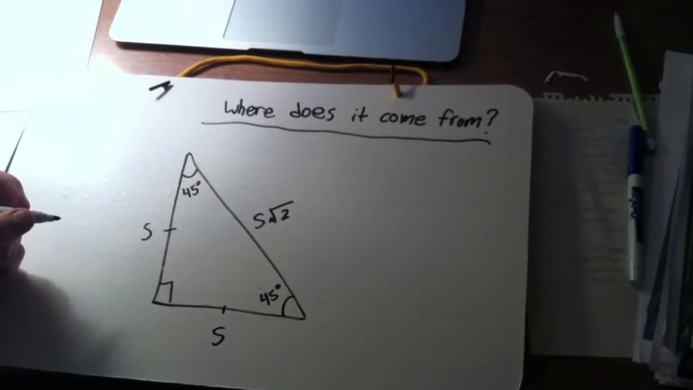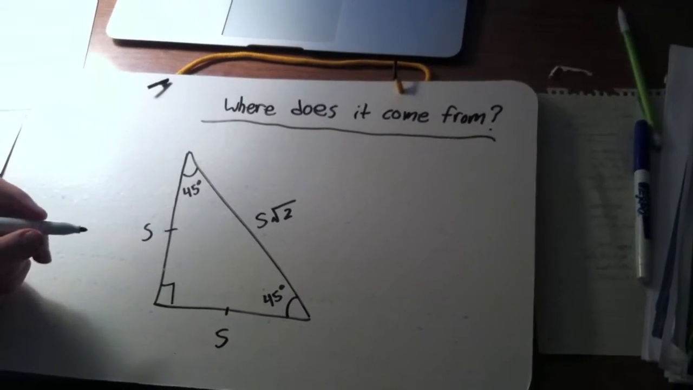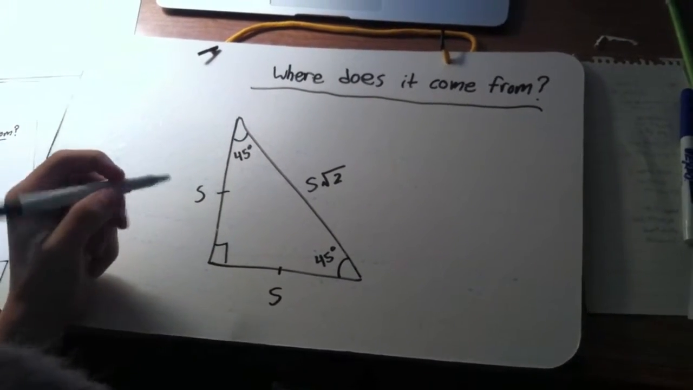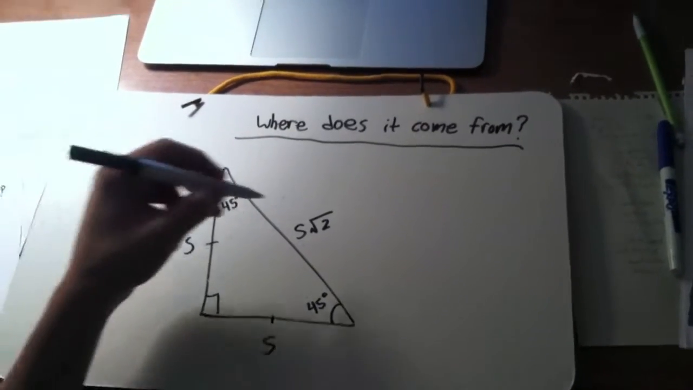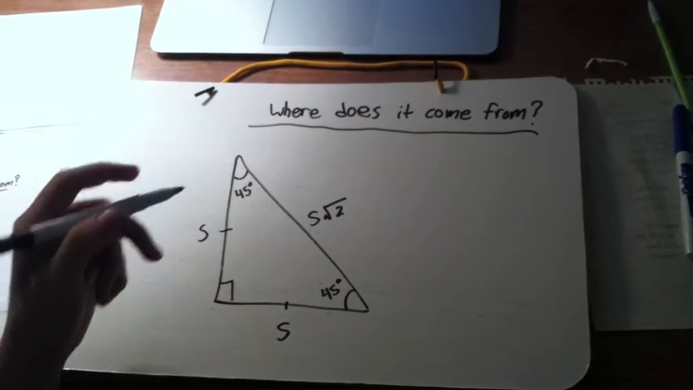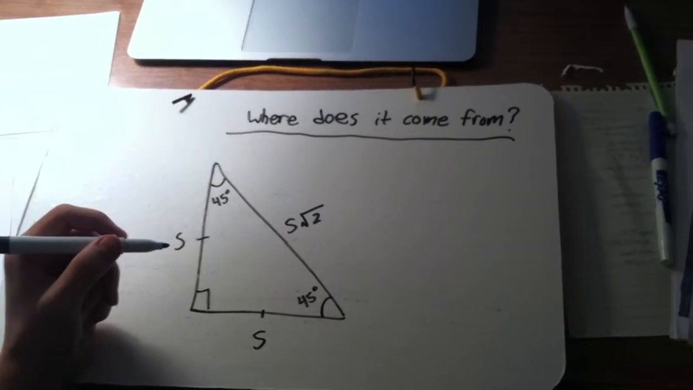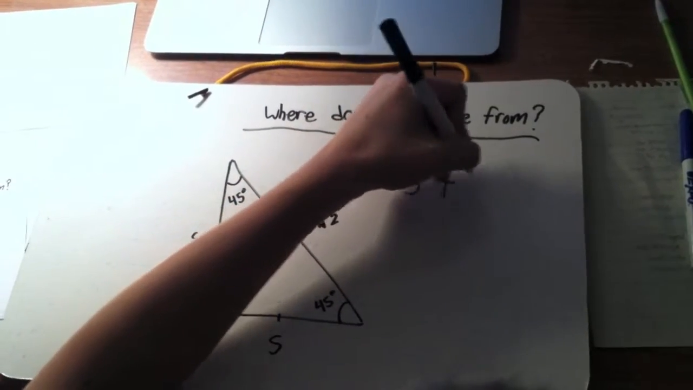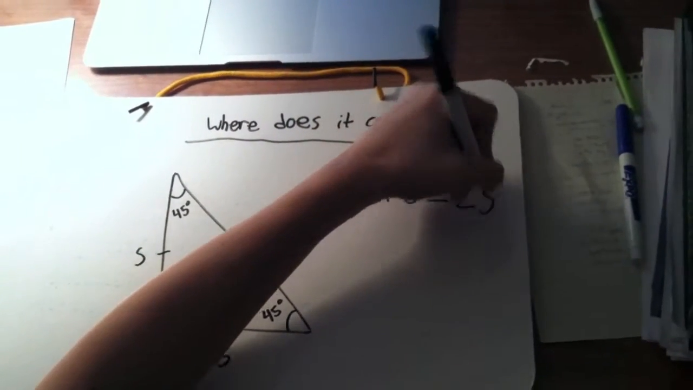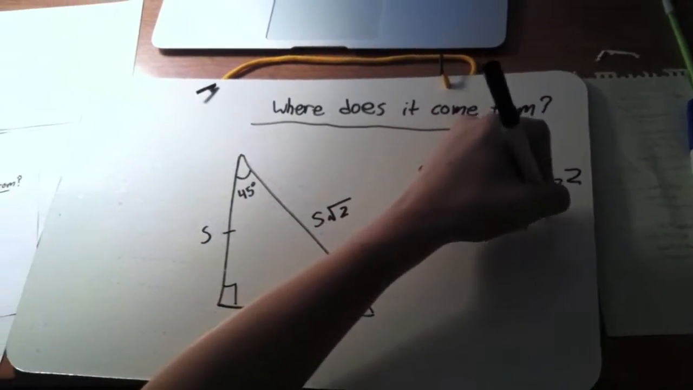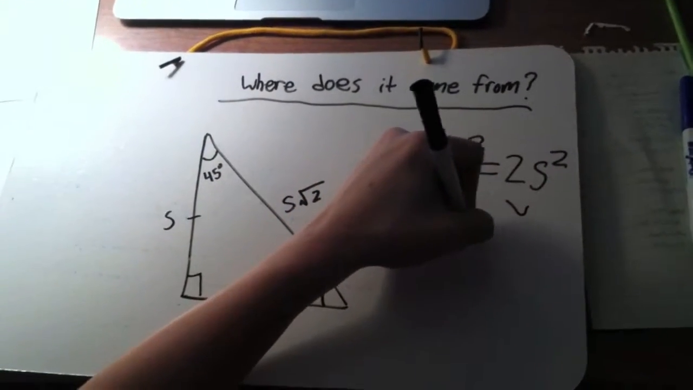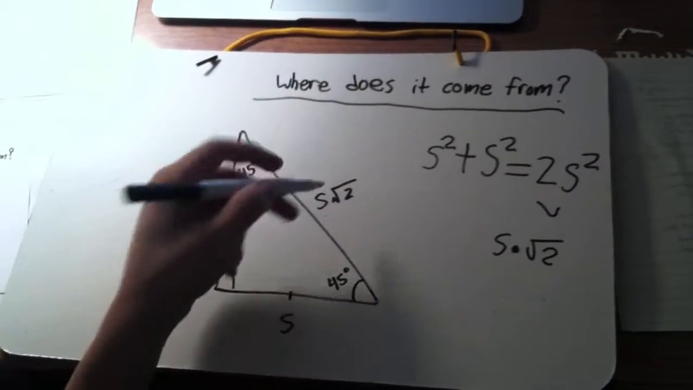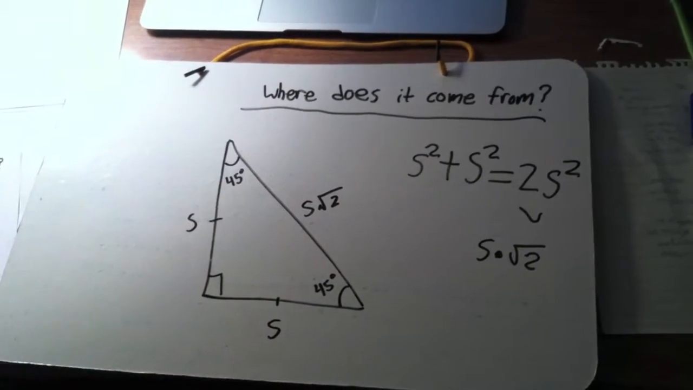So where does all this come from? Because of the base angle theorem, which states that if two angles in a triangle are congruent, then the side lengths opposite them are also congruent, we get an isosceles right triangle. All of these ratios come from the Pythagorean Theorem. You take s squared plus s squared, which equals 2s squared. This simplifies down to s times the square root of 2, which is the side length opposite the 90 degree angle.